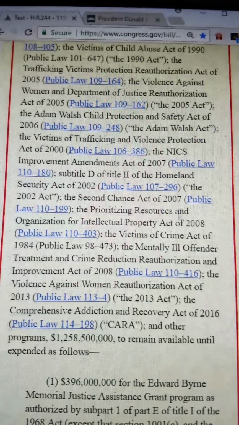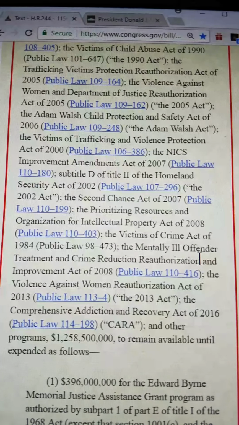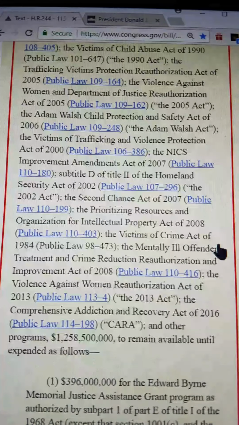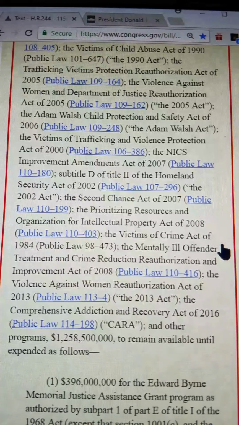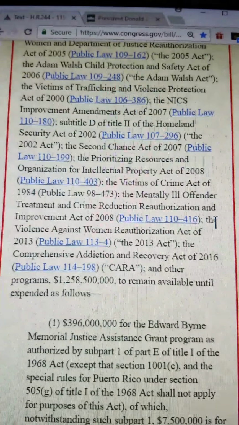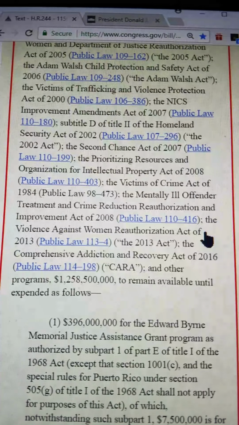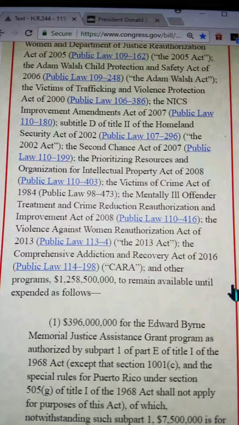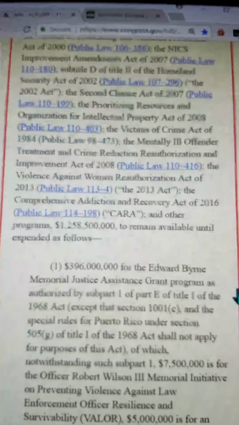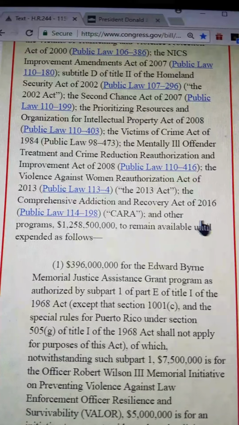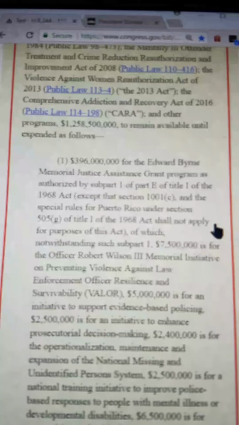The Prioritizing Resources and Organization for Intellectual Property Act of 2008, the Victims of Crime Act of 1984, the Mentally Ill Offender Treatment and Crime Reduction Reauthorization and Improvement Act of 2008, the Violence Against Women Reauthorization Act of 2013, the Comprehensive Addiction and Recovery Act of 2016, and other programs, $1,258 million to remain available until expended as follows.